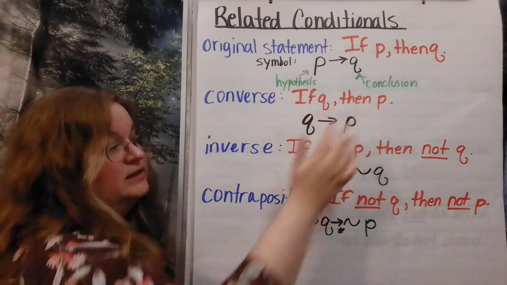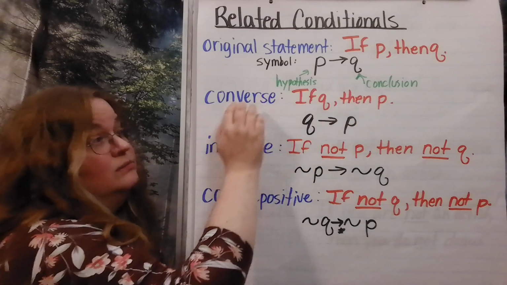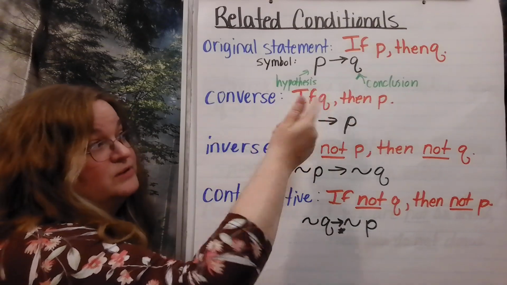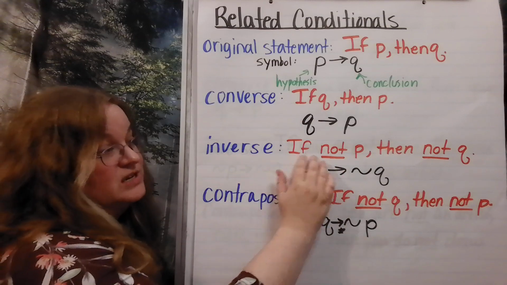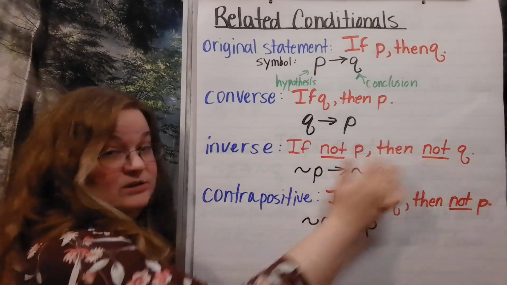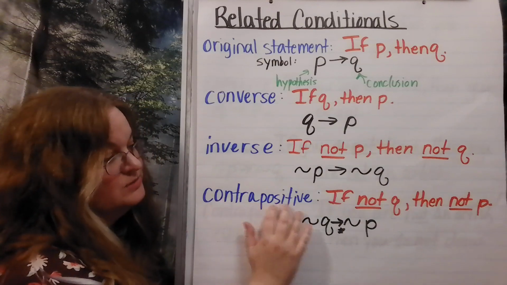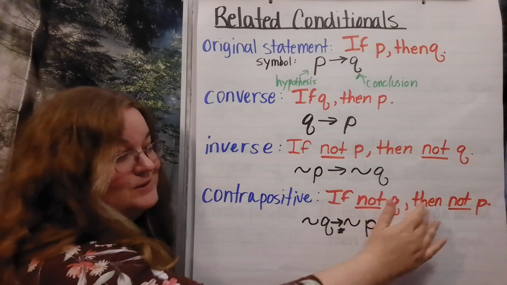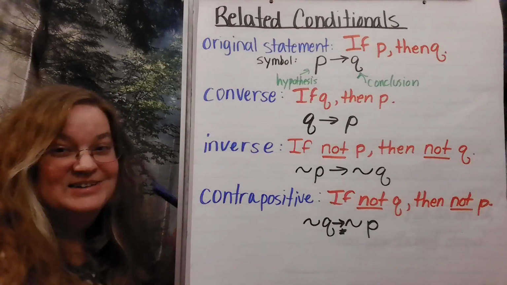So looking at that, we have the original, which is if P, then Q. The converse, where we flip those, if Q, then P. The inverse, where it's if not P, then not Q, so we negate the hypothesis and the conclusion. And finally, the contrapositive, if not Q, then not P. Now, this all sounds kind of crazy, so let's take a look at an actual example.